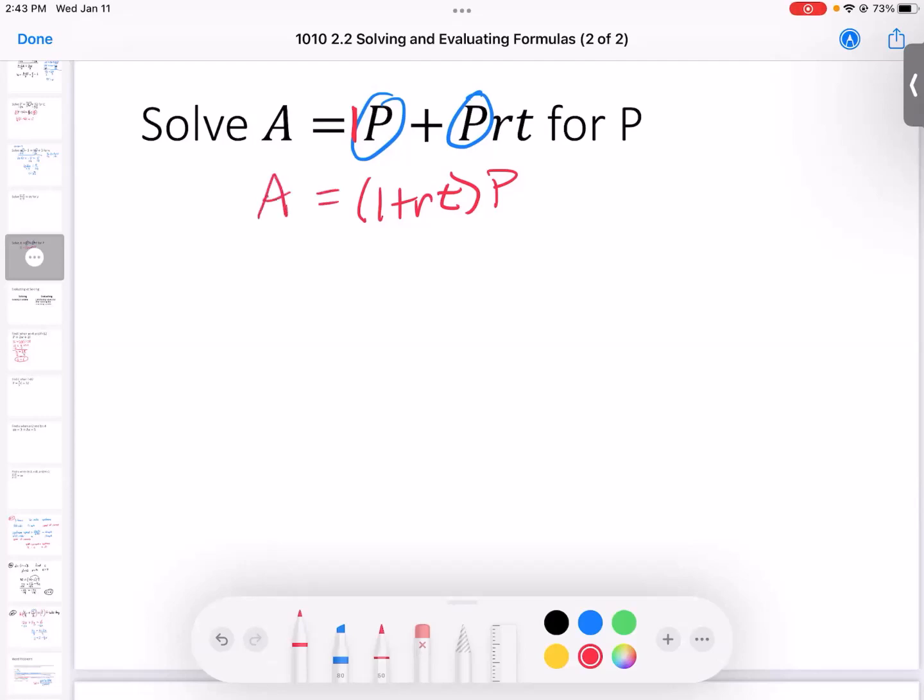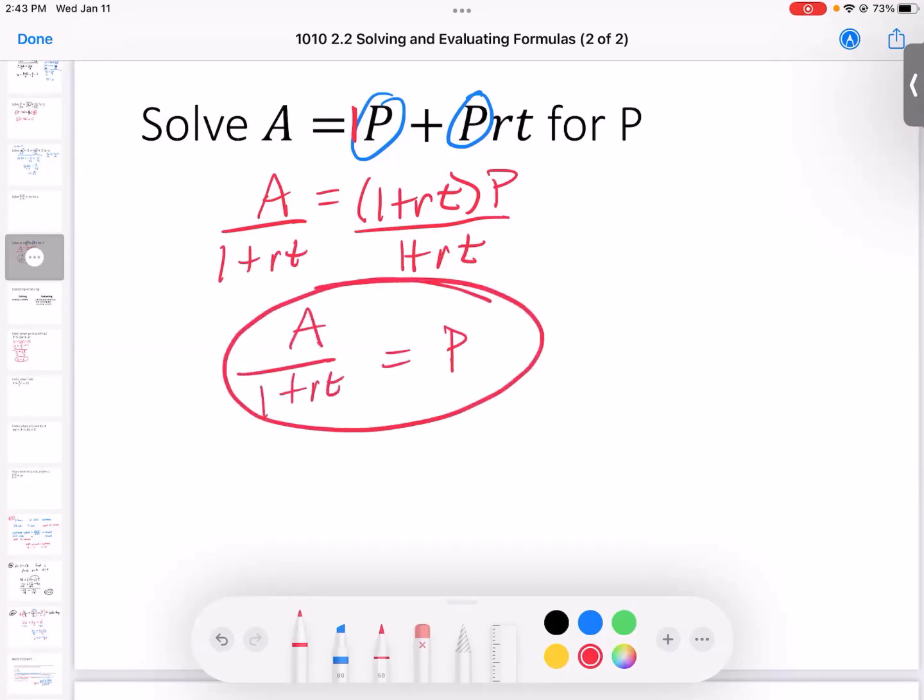And that equals A, and I'm trying to get P by itself. So whatever this number 1 plus RT is, I'm going to divide by that number. And that tells me that P equals A over 1 plus RT. And that would be my solved formula.